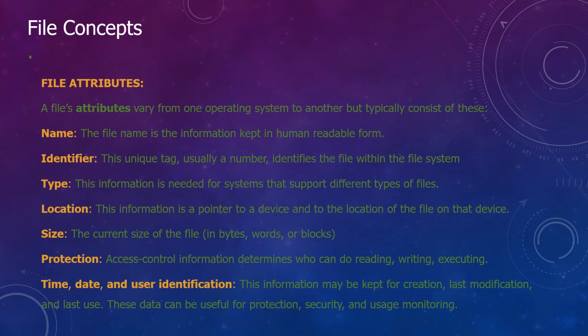Next is size. That is the current size of the file, which is indicated in terms of bytes, words or blocks. Next we have protection, which is access control information that determines who can read, write and execute it. The next information we have is time, date and user identification. This information may be kept for creation, last modification and last use. These data can be useful for protection, security and usage monitoring. These are the various file attributes associated with each and every file.